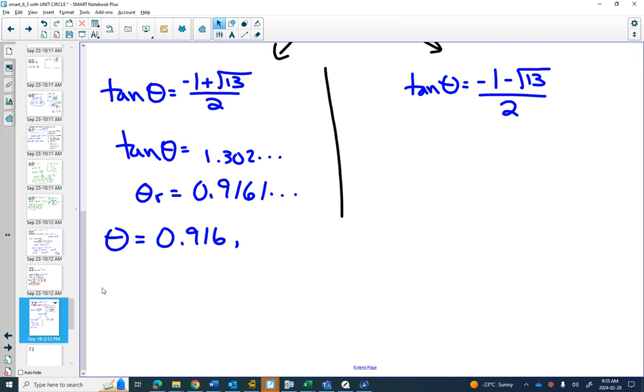We would do the same thing on the other side for the negative values. But I'll let you finish it from here.